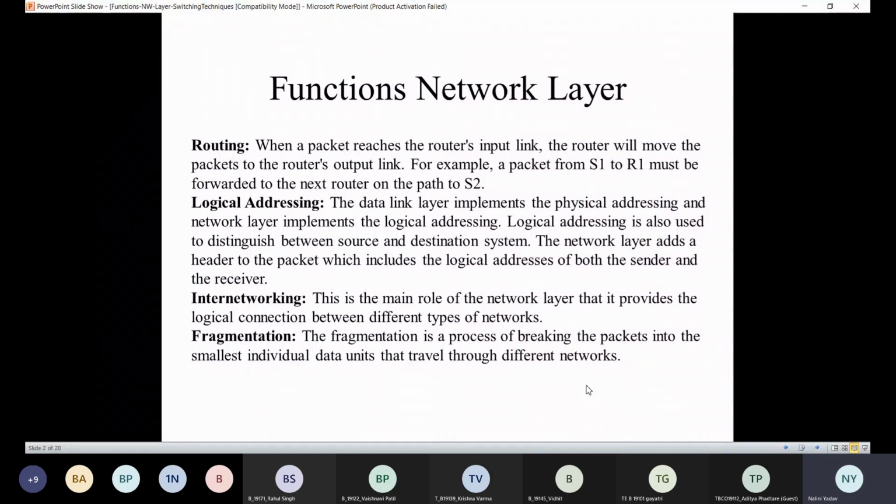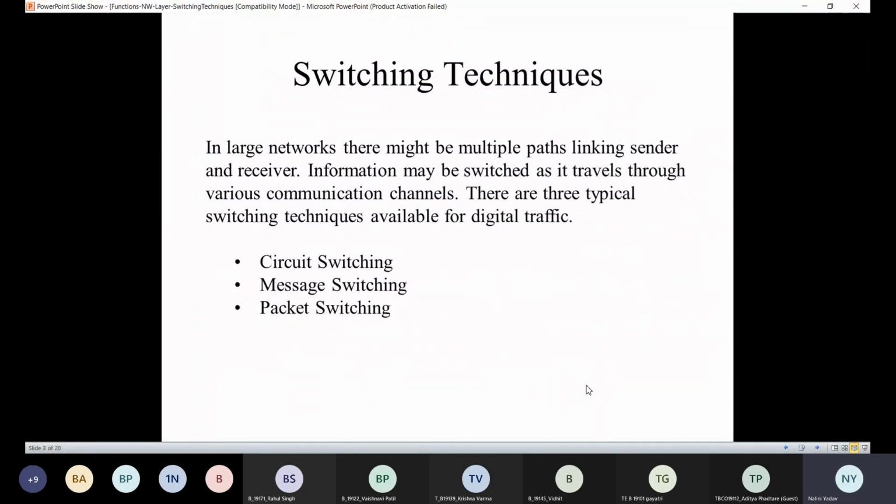Correct. And the next important task is fragmentation. So what happens in fragmentation? Here, it is the responsibility of the network layer to divide packets into smaller individual data units, right? And these individual data units travel through different networks. So that's my fragmentation. These four are the important functionalities of the network layer, and with these four functionalities it provides service to the upper layer, which is the transport layer, and the lower layer, which is the data link layer. Now before going into details of the network layer, we will first see the switching techniques.